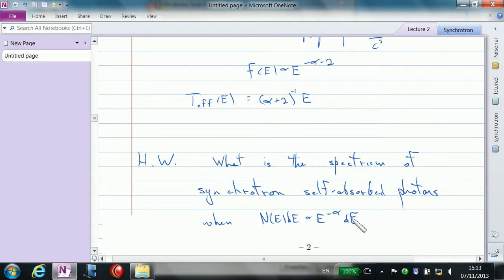And the spectrum doesn't change with time. We're assuming no time dependence here. What is the spectrum? If it did change with time, I would just ask you at any given time. Self-absorption is an instantaneous situation.